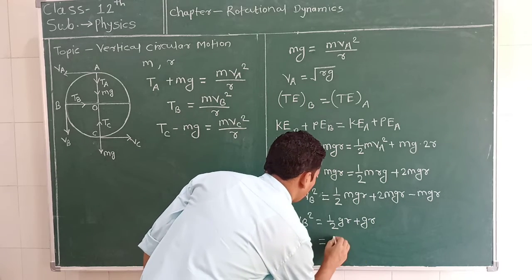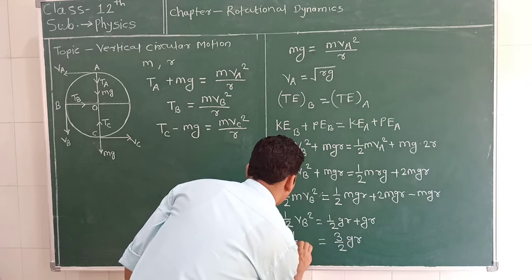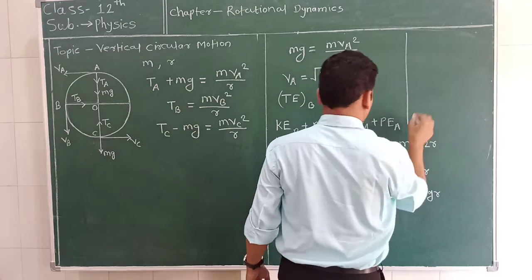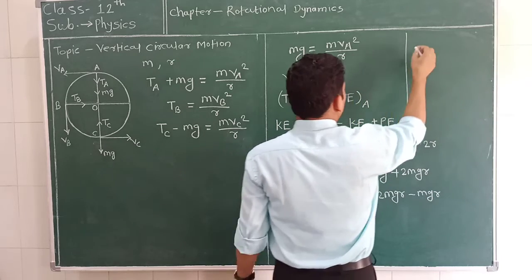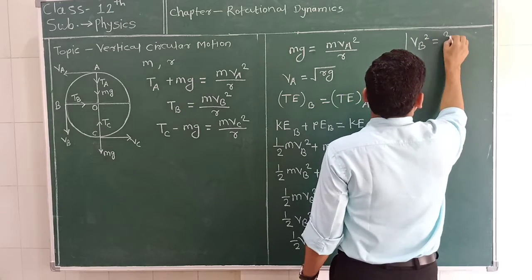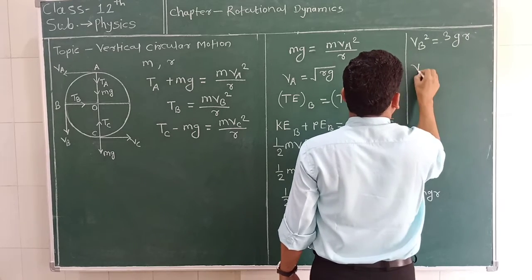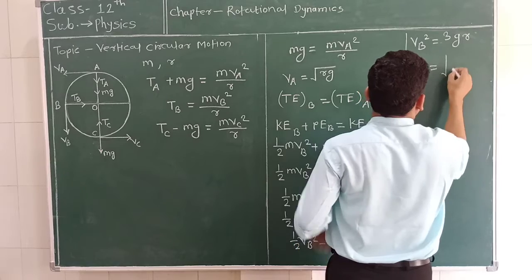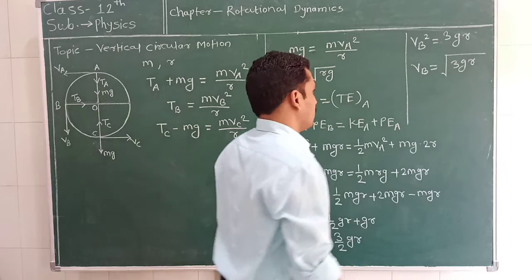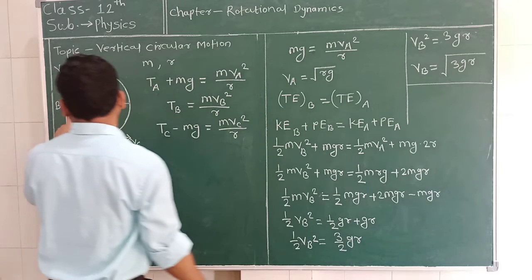So what is it equal to? It is equal to 3 by 2 gr, which is equal to 1 by 2 vb square. Now, 1 by 2 and 1 by 2 cancel. Therefore, we can write here vb square is equal to 3 gr. Therefore, this vb is equal to under root 3gr, or 3rg. This is the velocity of the metal bob at the middle position B.